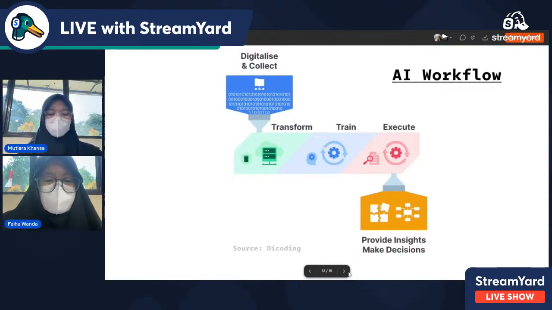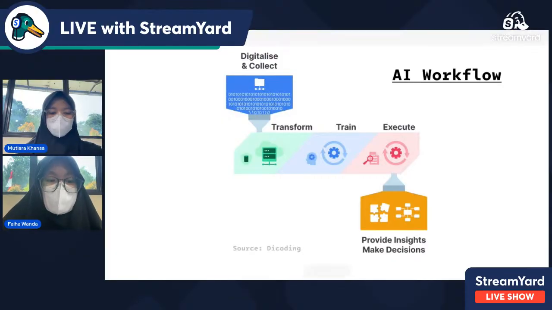The fourth step is execute. At this stage, the trained AI model is used to perform real tasks. Then we analyze the results again to make sure the AI performs as expected. If we find any problems, we can improve the model and make it better. So AI development doesn't stop after training. It is a continuous process of testing and improving.